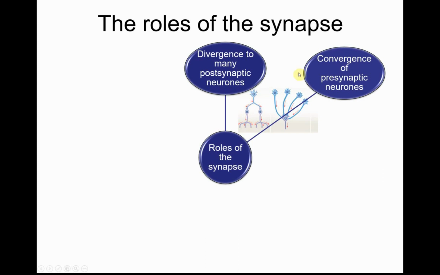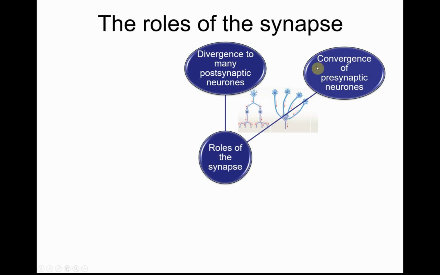But equally, we can also have convergence. So we could have receptors or something like that coming from, and obviously these diagrams are a little bit simplified, multiple different neurons and actually ending up synapsing with a single neuron here. And as we'll see later on, some of these neurons might have differing effects on this postsynaptic neuron. So we can have convergence, okay?